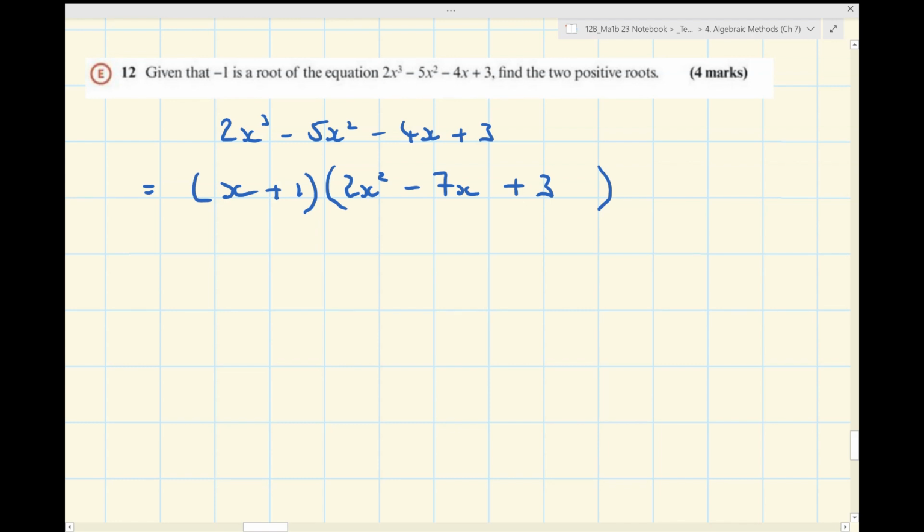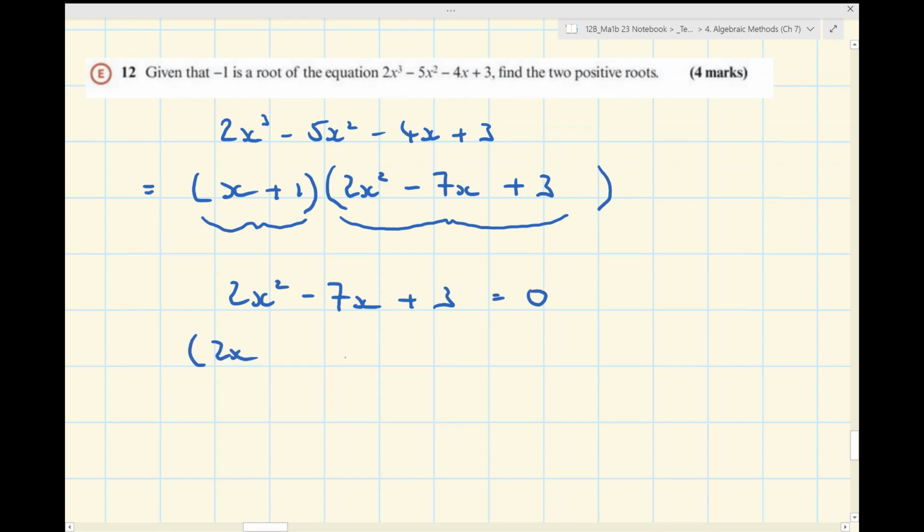Good. Okay, so my roots of the equation are going to come from when this equals 0 and from when this equals 0. Let's have a look and see how I can find values of x that will make that equal to 0. And let's try factorising it. That would be 2x here and an x here. I'm going to need a minus and a minus, to give me the plus 3, 1 and 3. There you are, 3 there, and 1 there gives me the minus 7x.